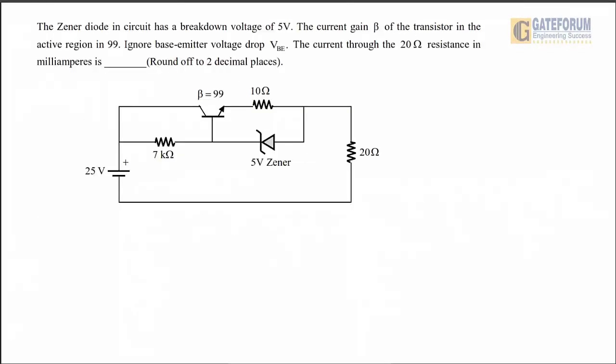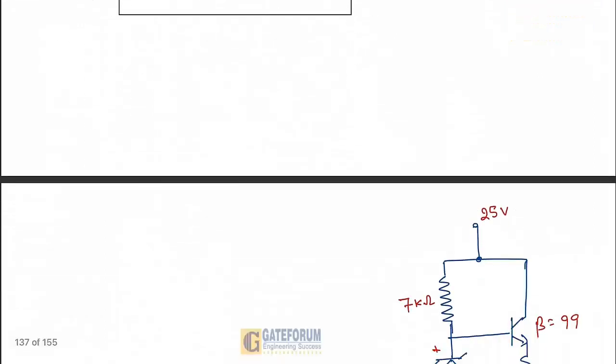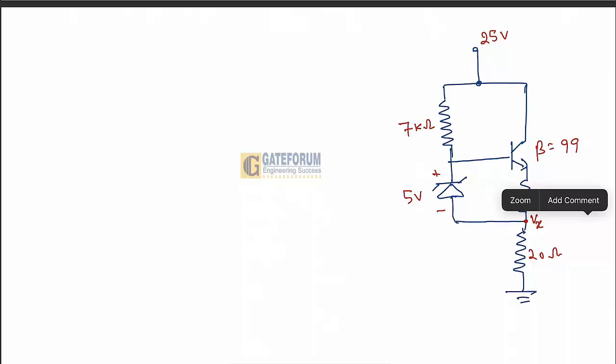The question here is: the Zener diode in the circuit has a breakdown voltage of 5 volt. The current gain beta of the transistor in the active region is 99. Ignore the base to emitter voltage drop VBE. The current through the 20 ohm resistance in milliampere is, given as a fill in the blank. So this is a NAT type question, asked in GATE 2023 for the electrical branch. Now we can redraw this circuit for better understanding, and I am going to explain how to find the current passing through this 20 ohm.